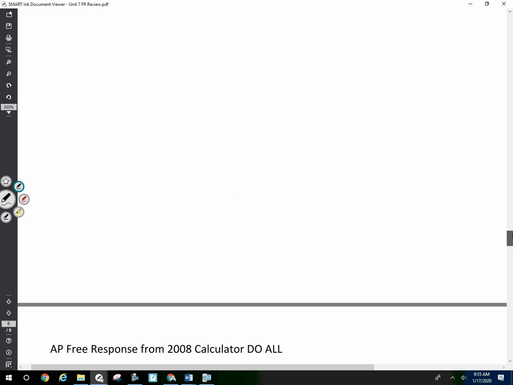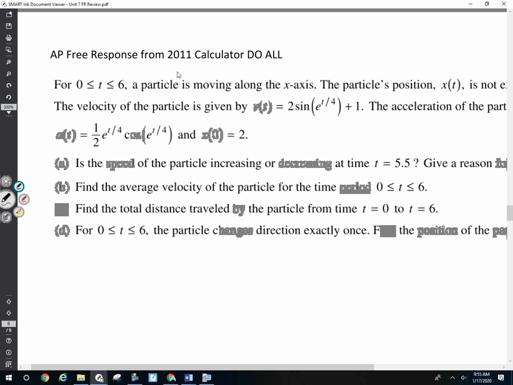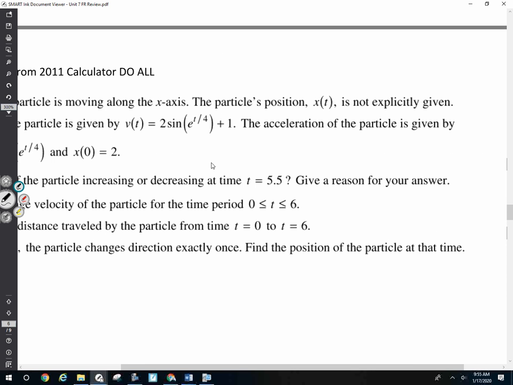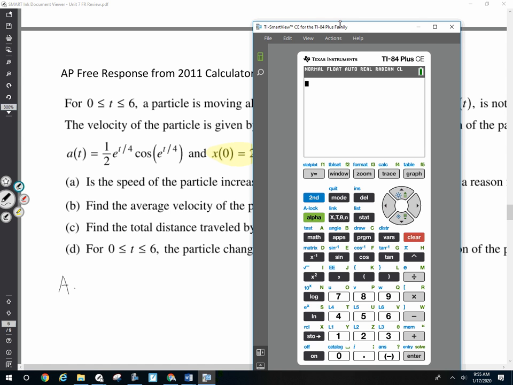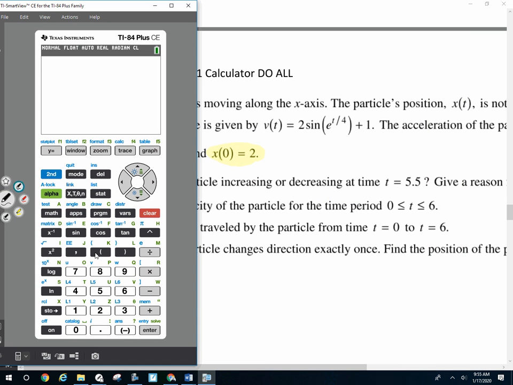Okay, let's go. I got a velocity, I got acceleration for the same particle. X is not given. You can't take the antiderivative of that. So we're going to have to use this probably to find a position. I know that right away. Speed increasing or decreasing, part A. Give a reason. All you need to do is find V and A's sign. You don't have to write down the value. It didn't ask you to find the value.